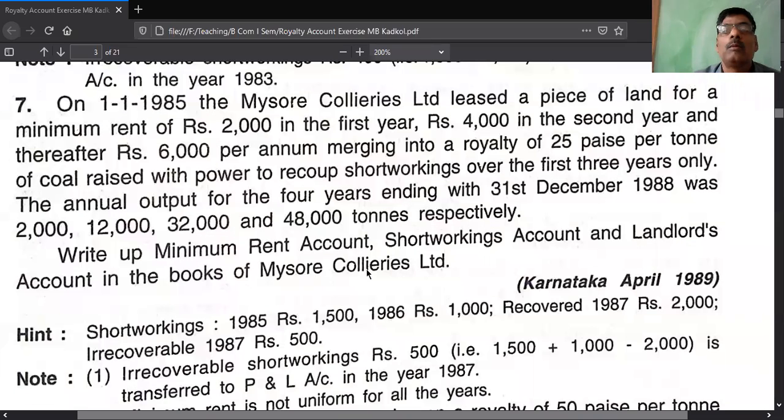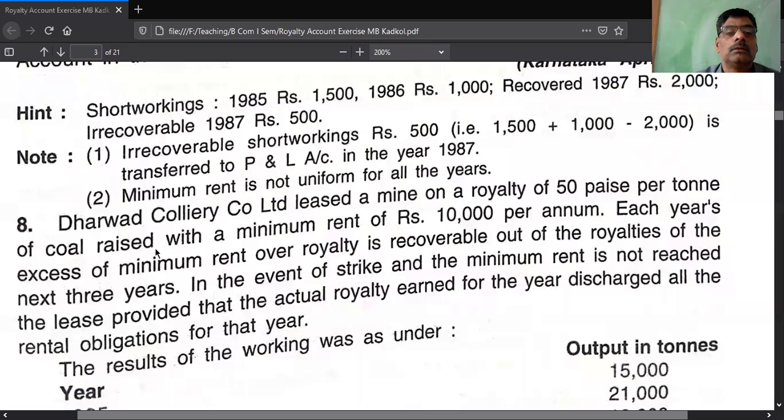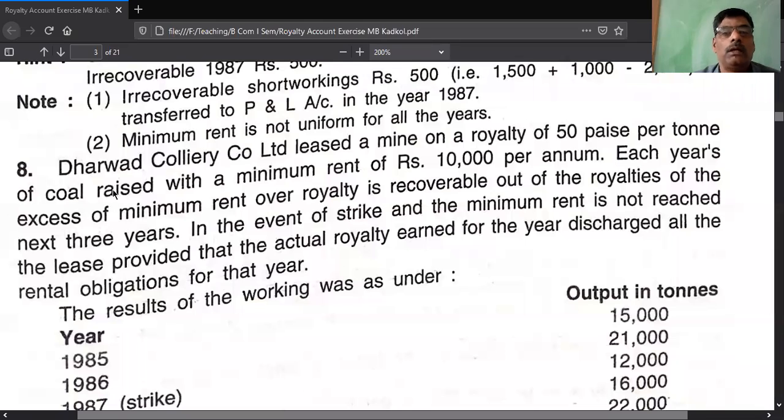Example number 7, the minimum rent method, is already solved. Example number 8: Dharwad Gallery Limited leased a mine, royalty 50 paise per ton of coal. Minimum rent 10,000. Each year's excess of minimum rent is recoverable out of royalties of the next 3 years. For the first year's short working, the next 3 years; for the second year's short working, the next 3 years of that year, and so on.